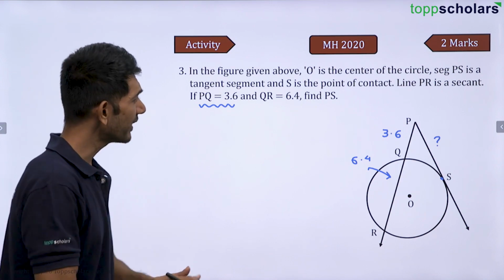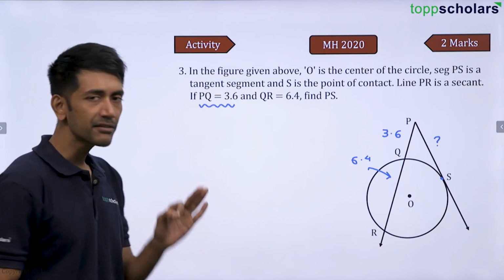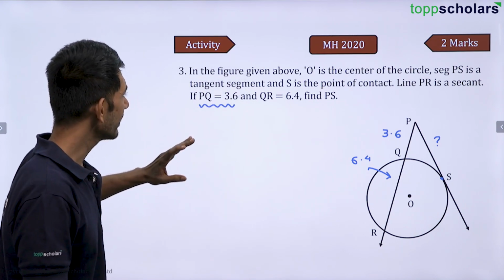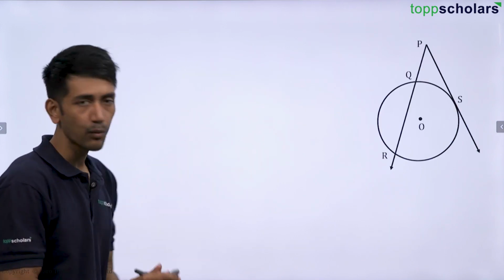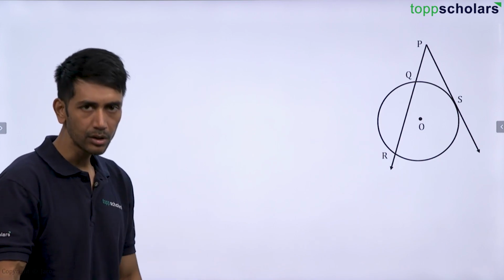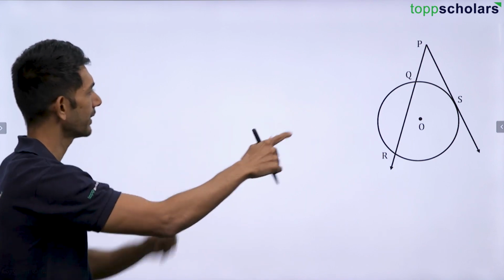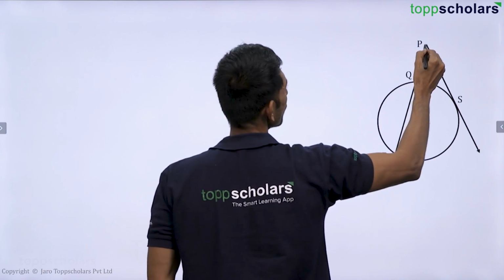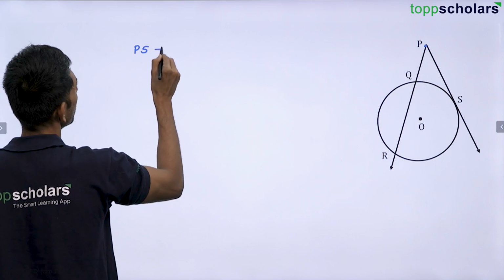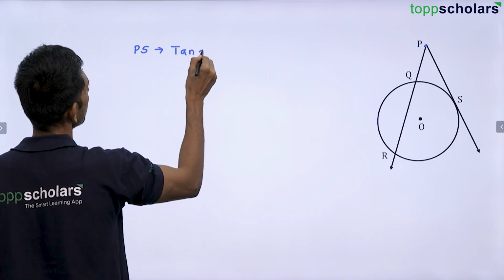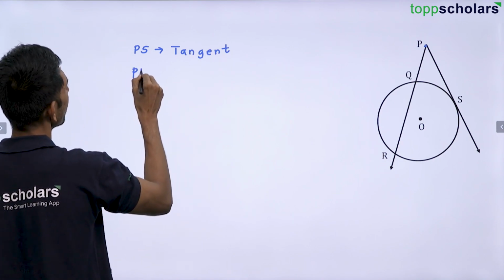So this is very simple. Whenever you see a tangent and you see a secant, so tangent secant segment theorem. Let's forget about the activity. Let's solve the problem first. If we are supposed to solve it, then let us see how we do that. So we know that PS is tangent. And can I say PR is secant?